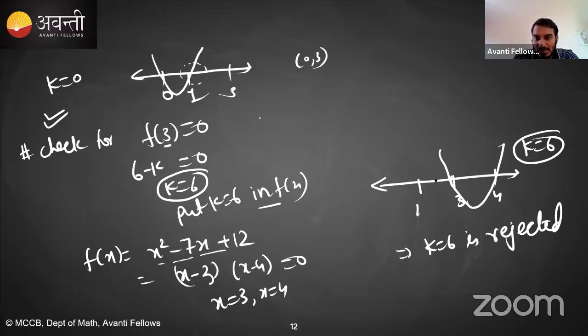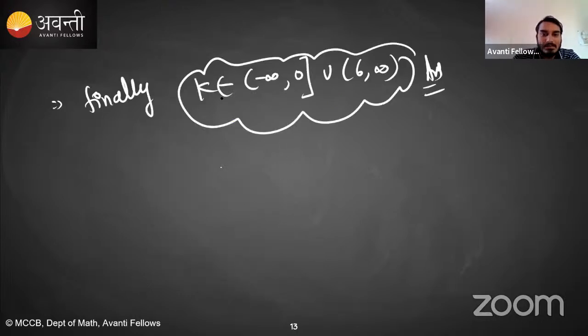See, there is no root between 1 and 3 interval. Is there? Tell me, is there any root between 1 and 3? No, right? X equal to 3 pe root hai, but here is open bracket. So that means k equal to 6 is rejected. So that's why final answer kya hoga? Final answer is minus infinity to 0 union 6 to infinity.